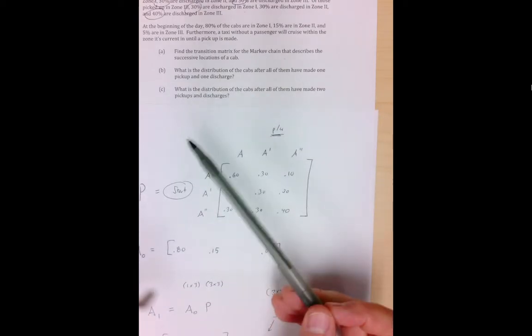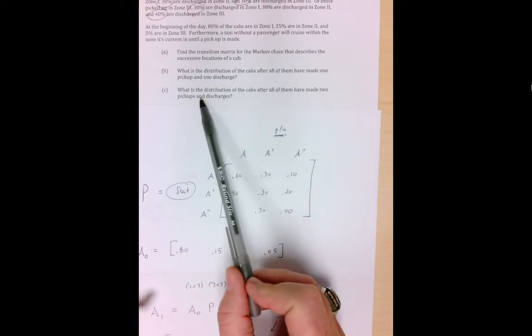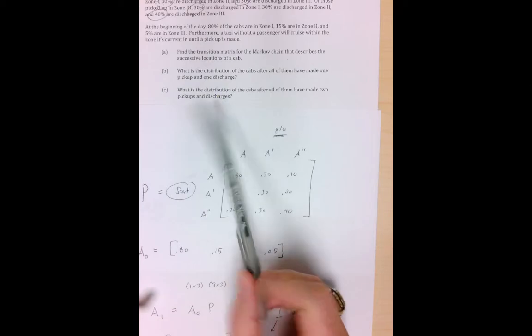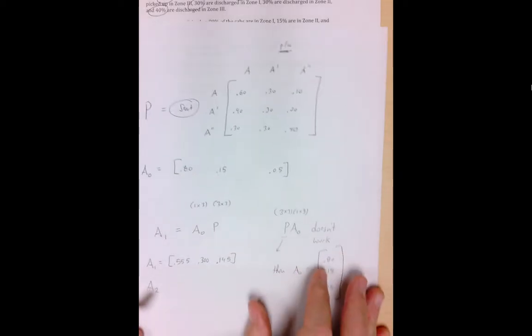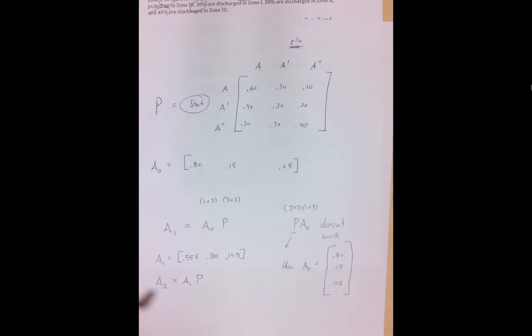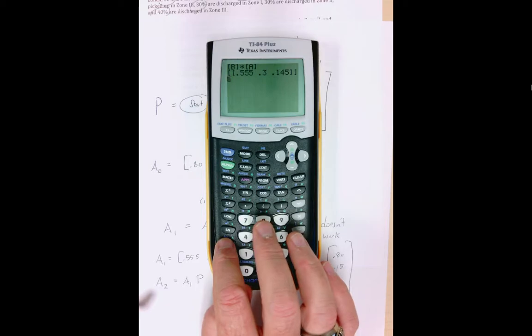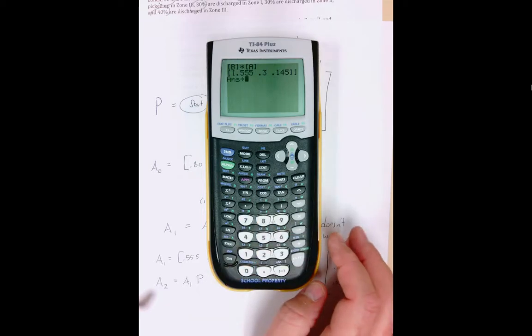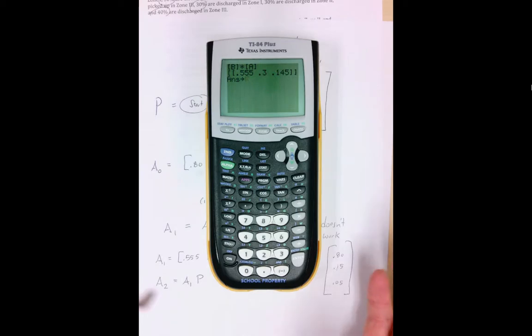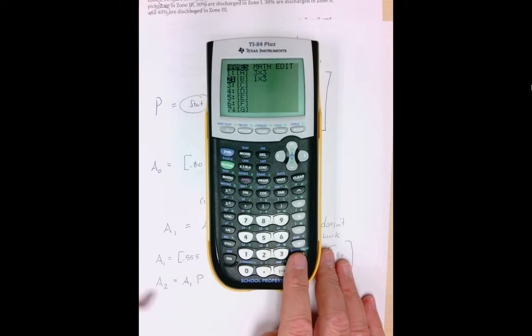Now, problem C, what is the distribution of the cabs after all of them have made 2 pickups and discharges? Well, guys, that just tells us that we need to find A2, which can be found by taking A1 times P. Well, gang, I've got A1 right here, so I can just store it as, now guys, remember, that's actually B now, because I screwed up the order. Didn't aim to, but I did.